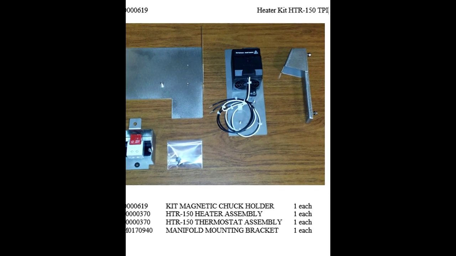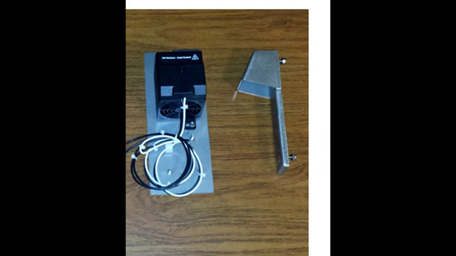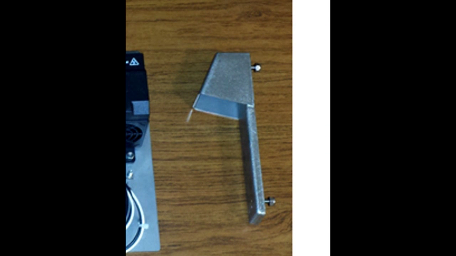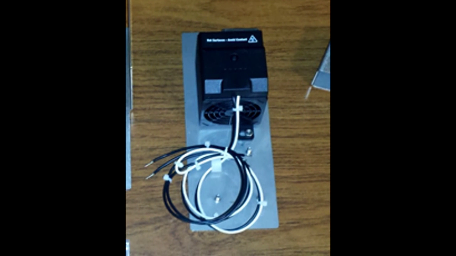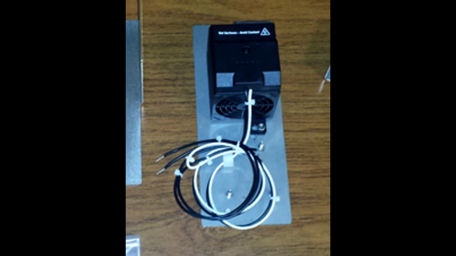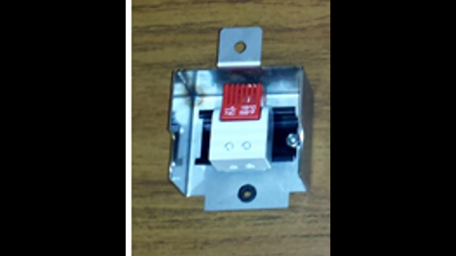As shown in the picture, the heater kit consists of four main parts. Kit 619, which is the magnetic chuck holder. Assembly 370, which is a 150-watt heater assembly. Assembly 370, which is a thermostat assembly. And HDM 017094 is a manifold mounting bracket.